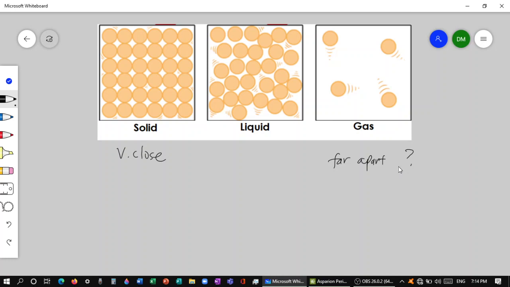Now what's the reason for this? Why are the particles of solids very close to each other, and why are the particles of gases far apart from each other? Well, this is because of the attractive forces between the particles. These forces can be strong, and some forces are weak. Obviously for solids, the attractive force between particles is very strong. That's why these particles are very close to each other.